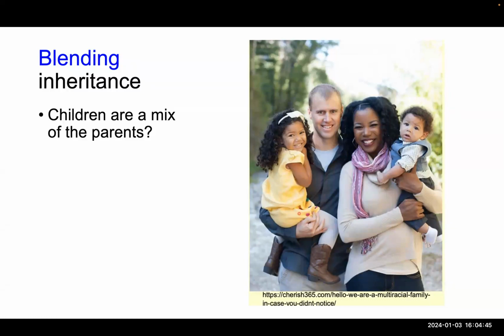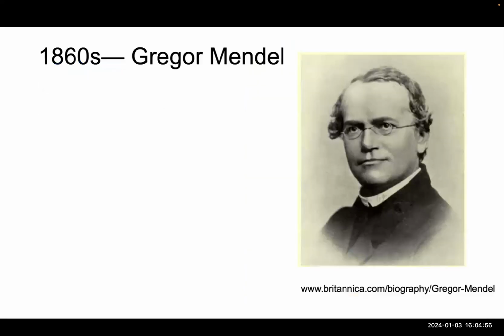And obvious examples like those multiracial twins, where they had very different appearances even though they had the exact same mother and father, showed that something more complicated is happening here. It's not just blending. So that's when, in 1860, the scientist and monk named Gregor Mendel came about. He's considered the father of modern genetics.